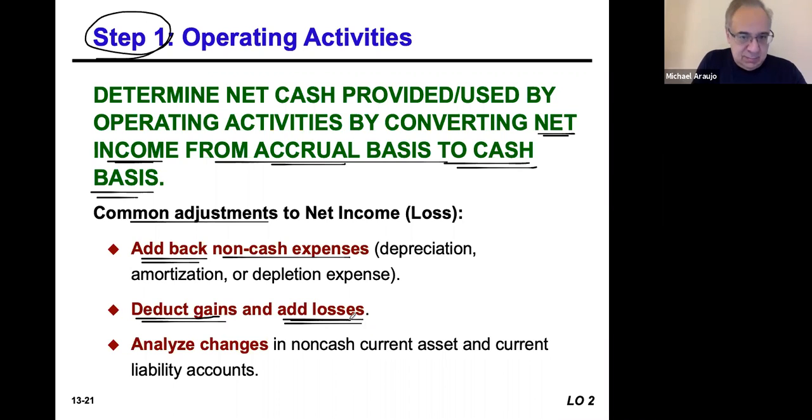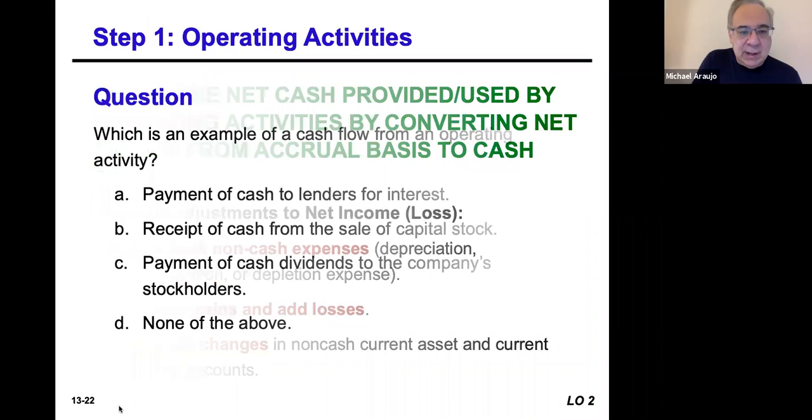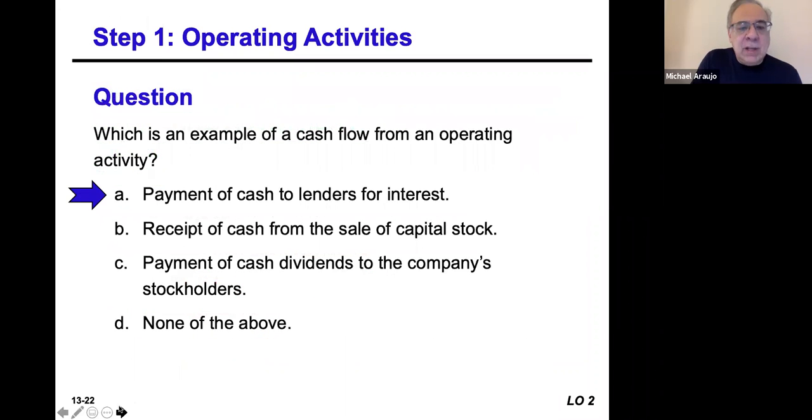from the sale of assets and we subtracted those out of the income statement, we have to add those losses back in. Okay. And then we're going to be analyzing various changes, as you'll see. What happened in current asset and current liability accounts that actually either cost money or did not cost money. And that's going to be the weird part for you here. I can guarantee you that. Okay. So a cash flow from an operating activity is if you pay interest. That's an interest expense, which would be an operating activity. Okay.